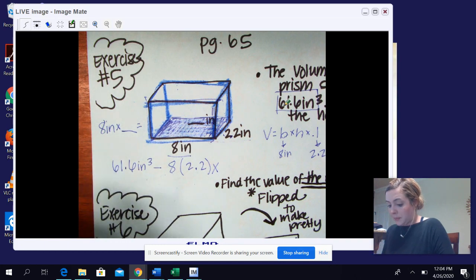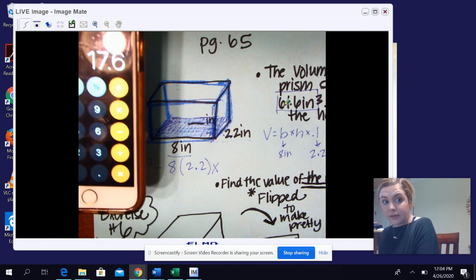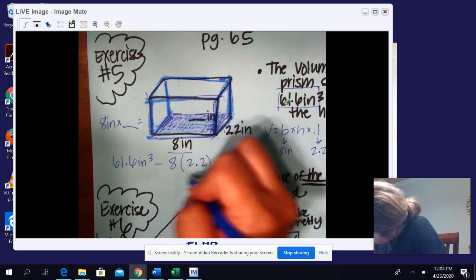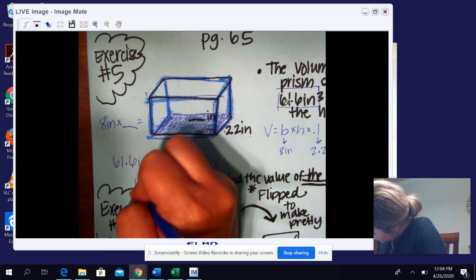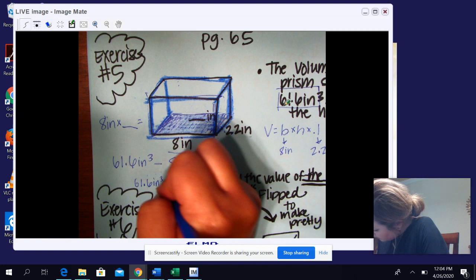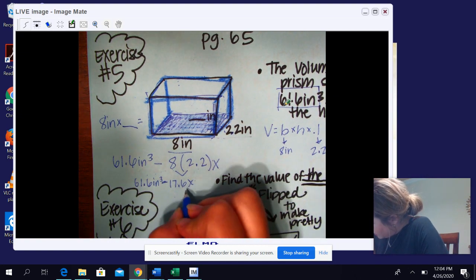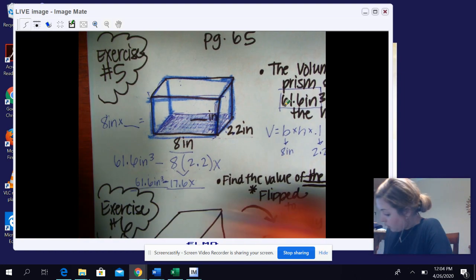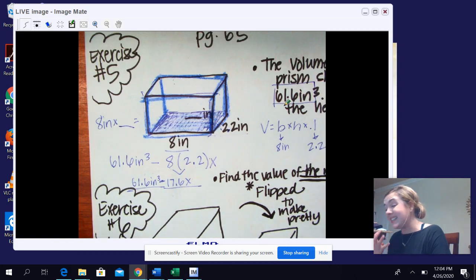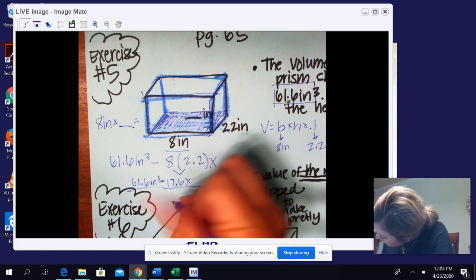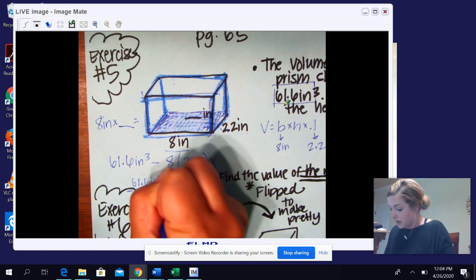So I'm going to say that 8 times 2.2 is 17.6. So this right here is 17.6. I'm going to carry down my x, and I'm going to take that away from the total volume. Okay. So if I solve for x, it doesn't really matter which one you do first, but I'm going to do my opposite operation and then take it away from the volume. So I'm going to opposite operation x times 17.6 divide by 17.6.